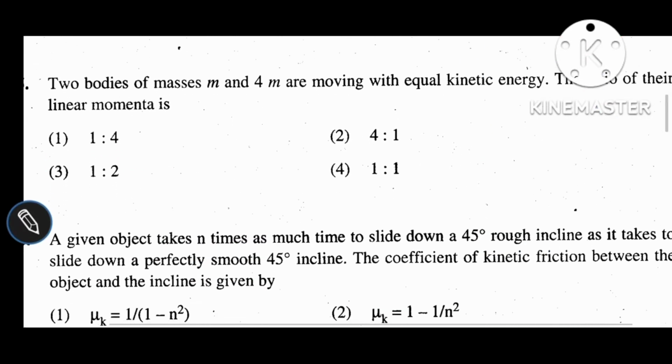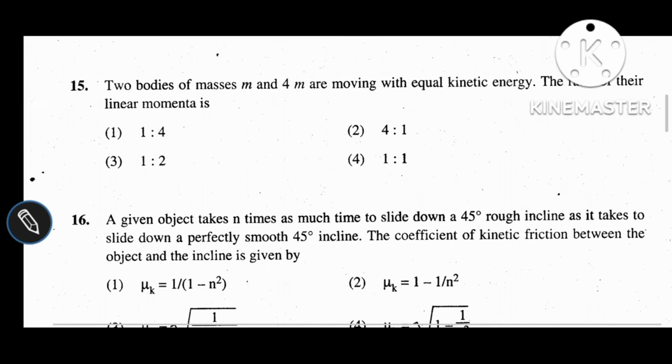Next one, question number 16. A given object takes n times as much time to slide down a 45-degree rough incline as it takes to slide down a perfectly smooth 45-degree incline. The coefficient of kinetic friction between the object and incline is given by.